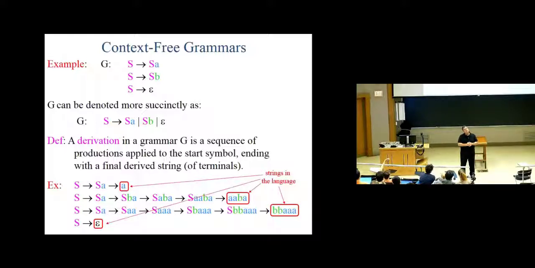So A and B are terminals, S is a variable, and we haven't seen any other variables. And this grammar doesn't have any other variables besides S. But other grammars can have other variables too. And we'll see some examples where that might be the case.